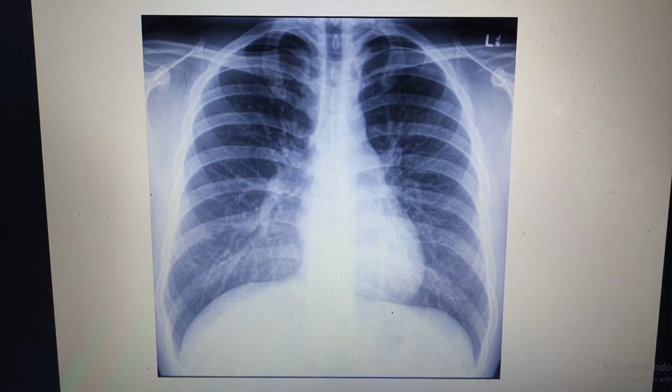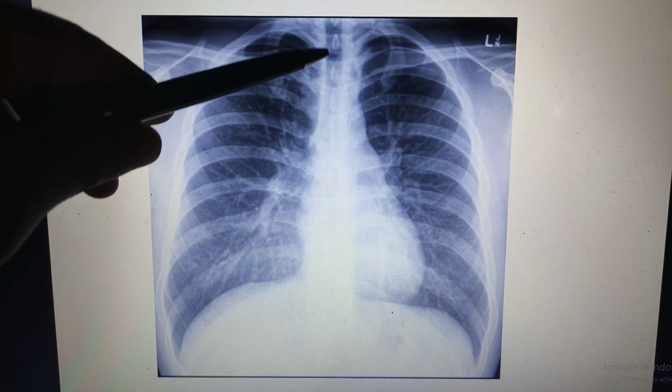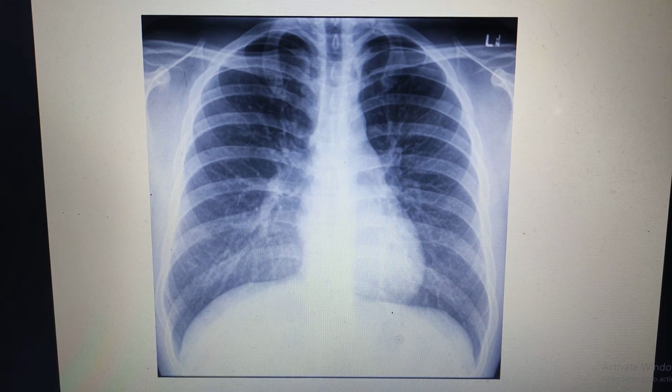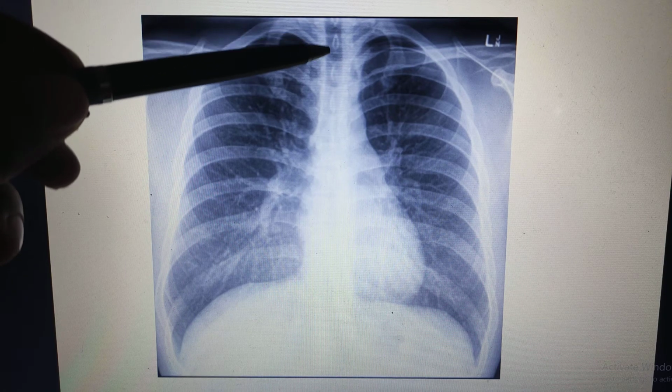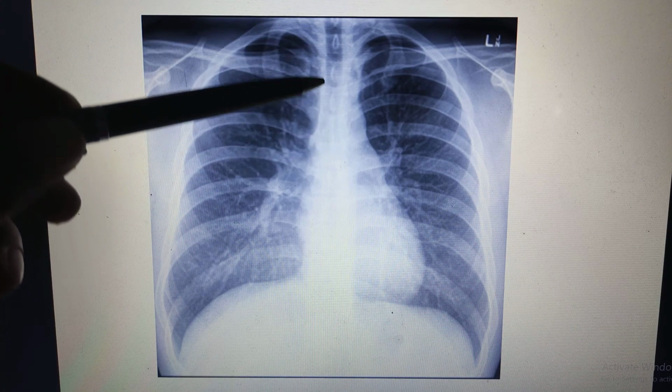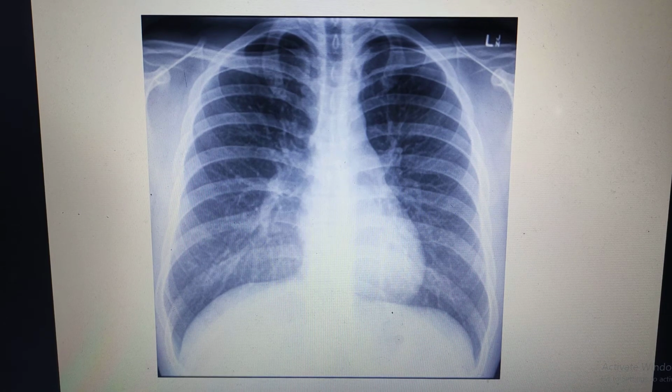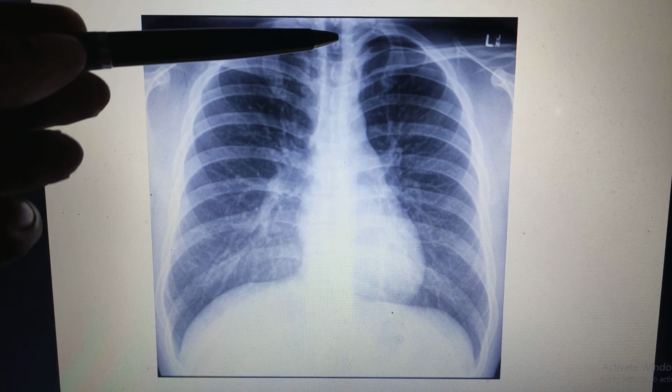Whenever we are doing the chest X-ray, you have to see the airway. Airway is the trachea. This is the trachea. Remember, whatever is air will appear as black in X-ray, and whatever the bone, it will appear as white, and fluids will appear as white. Air will appear as black. So this is black. It is the trachea. Trachea contains air, and you have to see these are the spinous process.